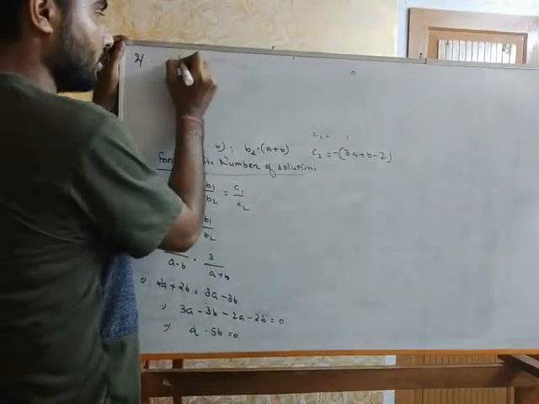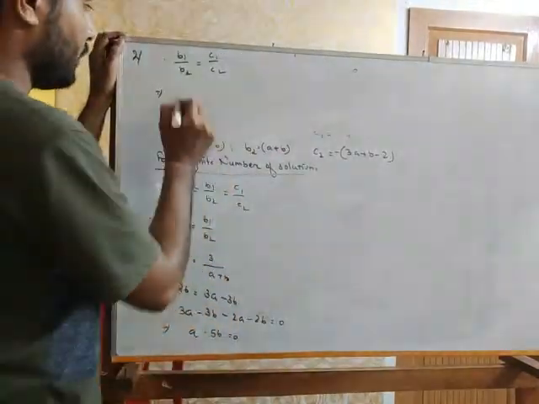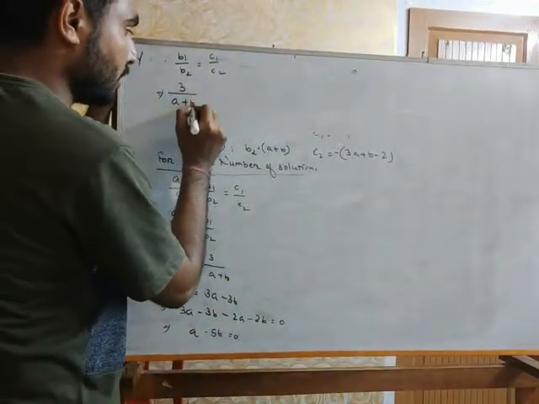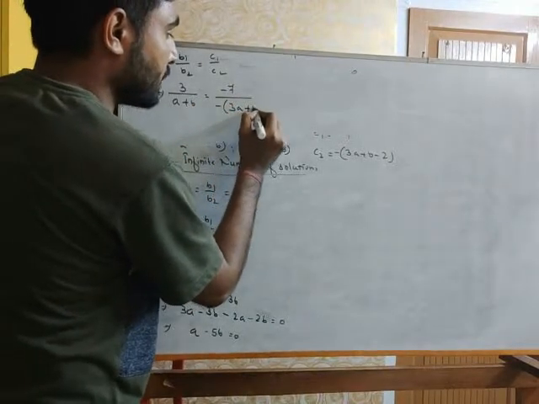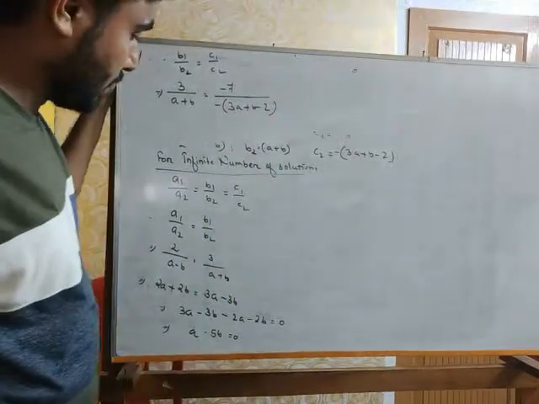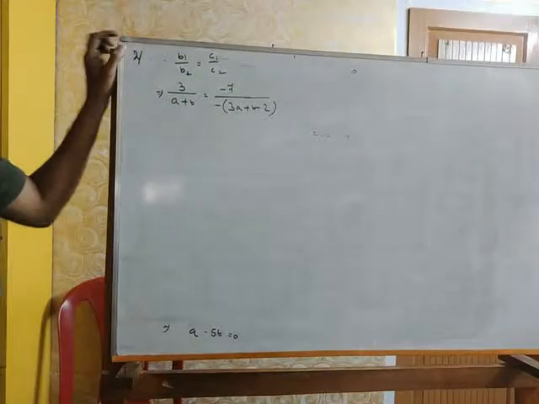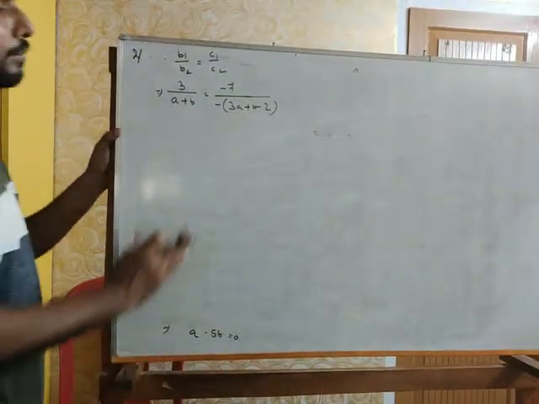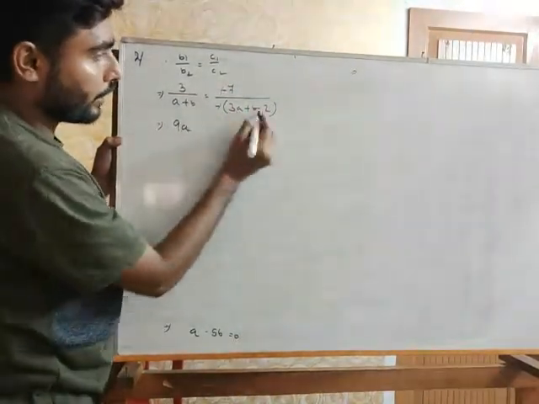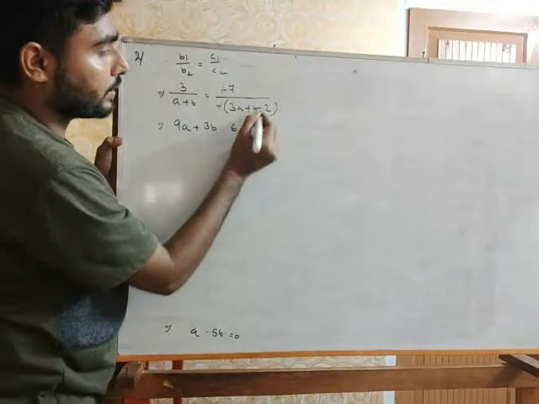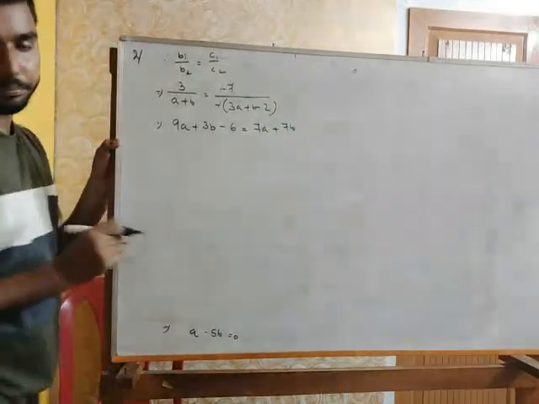Now, b1 by b2 is equal to c1 by c2. What is b1? b1 is 3. What is b2? a plus b. What is c1? c1 is minus 7. What is c2? Minus of (3a + b - 2). This is the condition. We will keep the first equation, we will use it later. The minus minus got cancelled. 3 into 3a is 9a, 3 into b is 3b, 3 into 2 is 6, 7 into a is 7a, 7 into b is 7b.